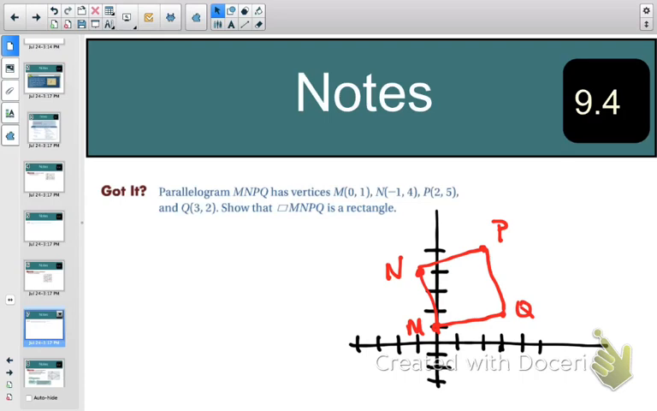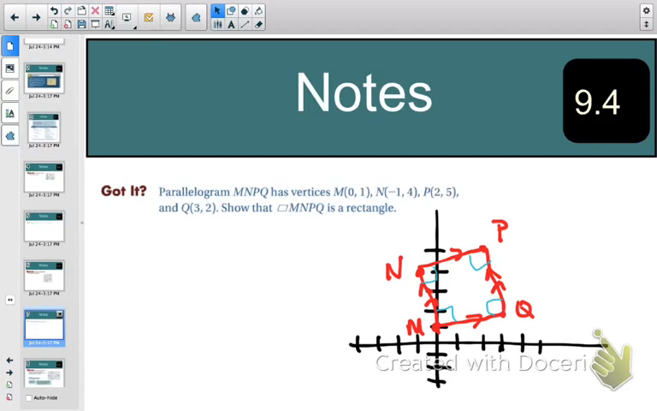Okay, so I've graphed this rectangle here. It says parallelogram MNPQ has these vertices. Show that it is a rectangle. So we already know it's a parallelogram, which means that we know this side is parallel to that side, and these two sides are also parallel. So to show that it's a rectangle, all I have left to show is that these form right angles here. So to show that two lines form a right angle, I have to show that they are perpendicular, meaning their slopes are opposite reciprocals. So opposite reciprocal means the fraction is flipped, and if it's negative, it becomes positive. If it's positive, it becomes negative.